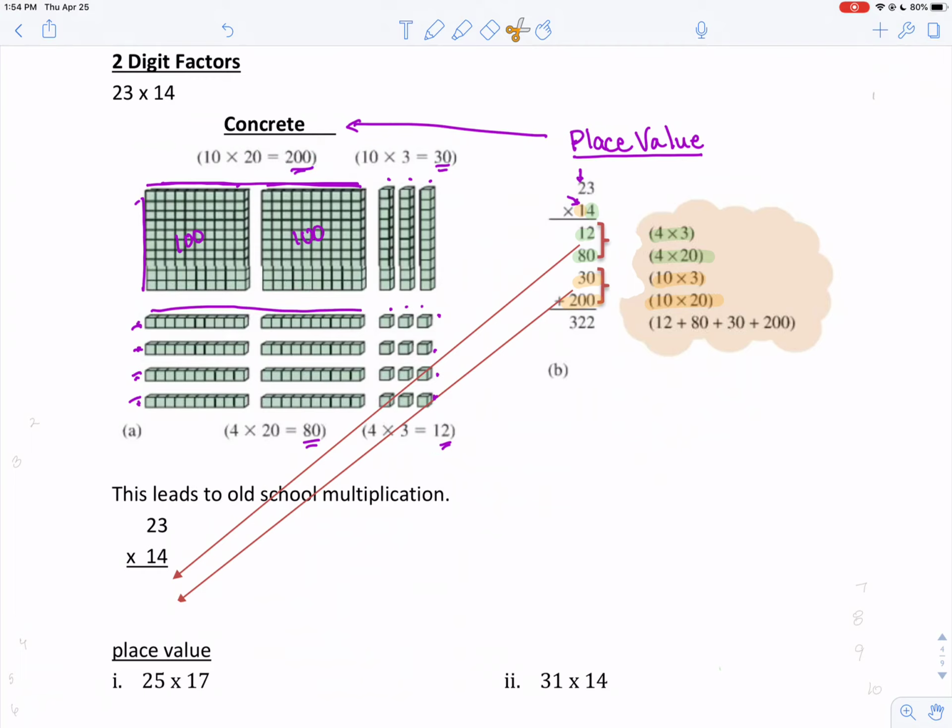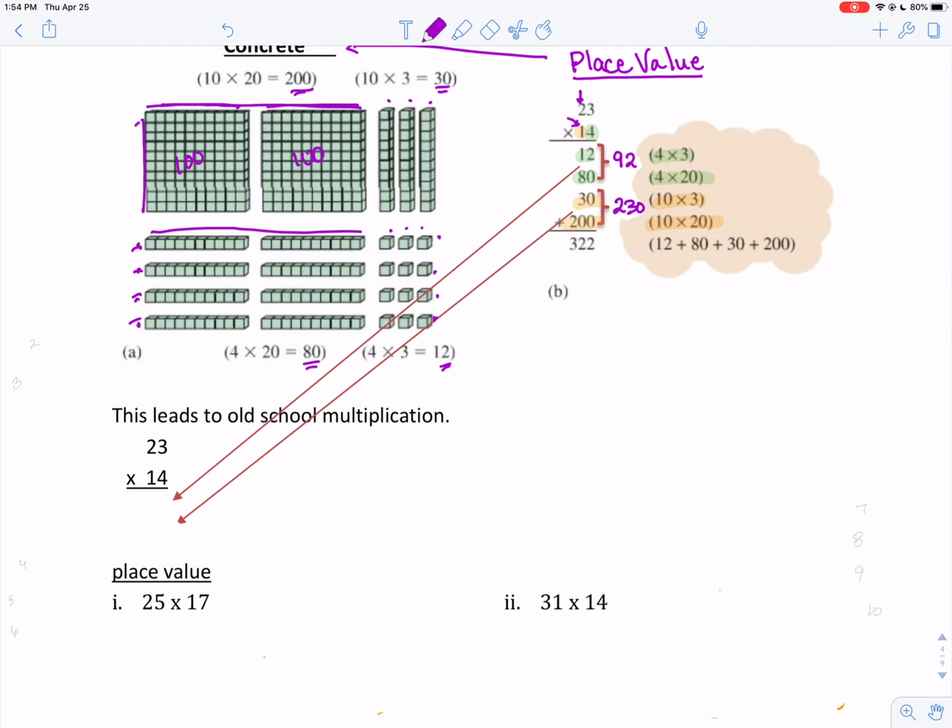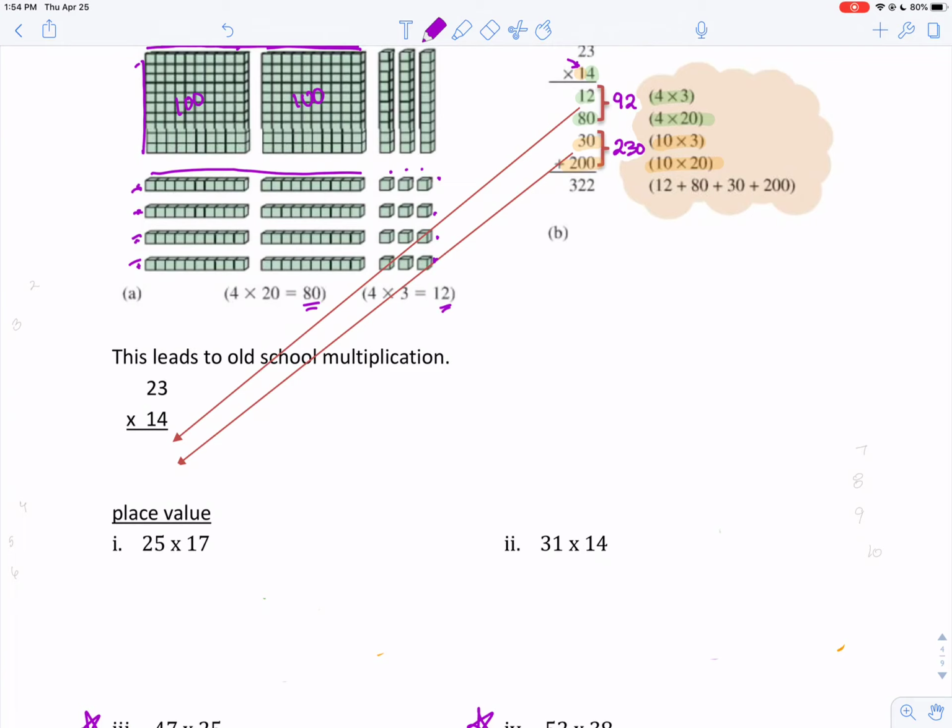So now we're going to progress to the old school method. Notice if I add up the green, I'm going to get 92. And if I add up the orange, I get 230, which you will see appearing down here in our old school. So let's do the old school method. Remember, old school is 4 times 3 is 12. I have to carry my 1. 4 times 2 is 8, plus that 1 is 9, so 92.